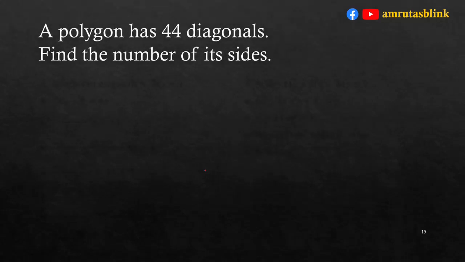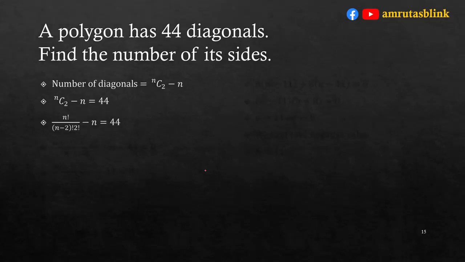A polygon has 44 diagonals. Find the number of sides. Now there is a formula for the number of diagonals of a polygon, that is NC2 minus N. So the number of diagonals of any polygon is equal to NC2 minus N, where N denotes the number of sides of the polygon. Now it's given that there are 44 diagonals. So NC2 minus N is equal to 44.